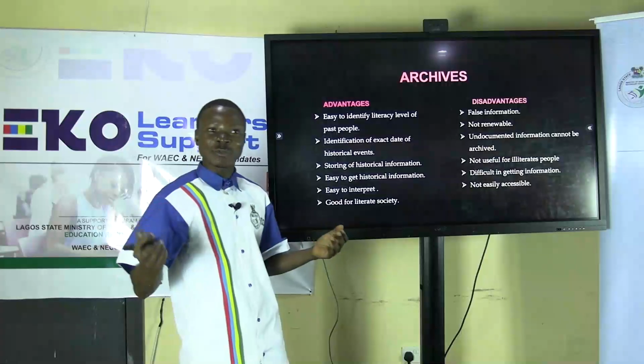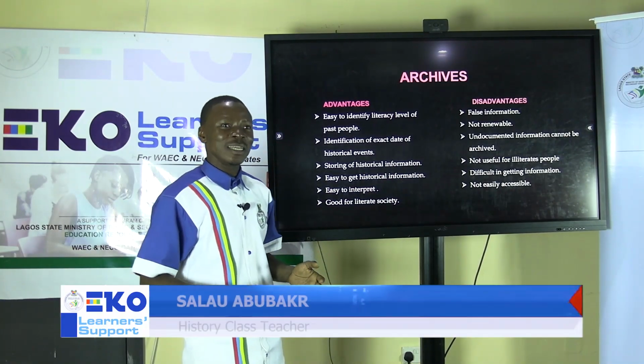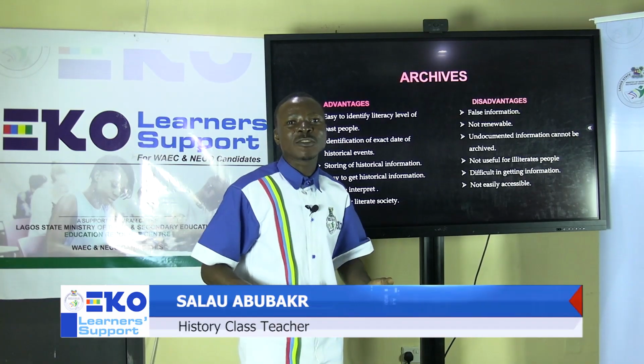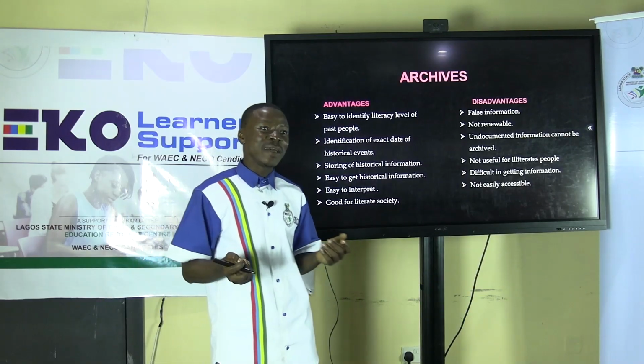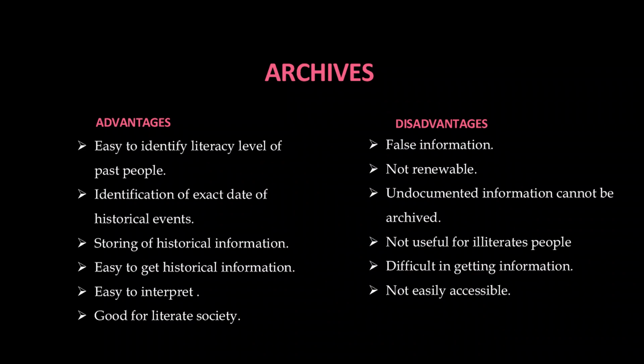Then also it's easy to get historical information because it is written in records. You don't need to do guesswork. Historical records and information gotten from archives are written, so it is easy to extract. Then easy to interpret, in as much as you understand the language in which the document was written. It is very easy to understand and interpret, and also good for a literate society. For every literate society, an archive is very good.